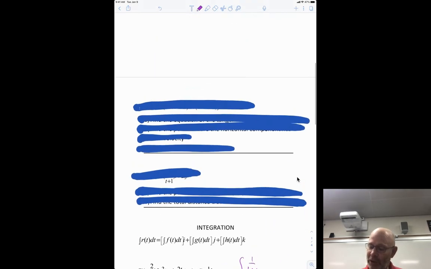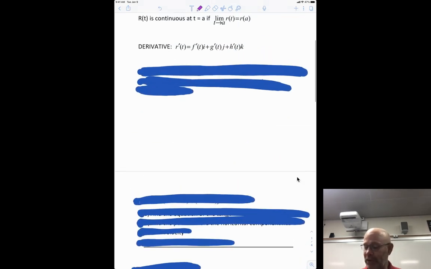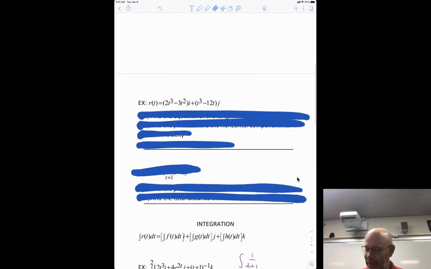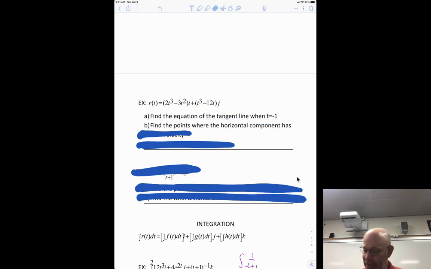The main focus of the vectors is describing motion. So we've described motion before. So velocity, acceleration, speed work exactly like you would expect. They're pretty much just parametric equations. So we're going to go back to 2 dimensions and kind of compare them to parametric. So I just have some examples. So here's kind of the two different types of problems you'd see.